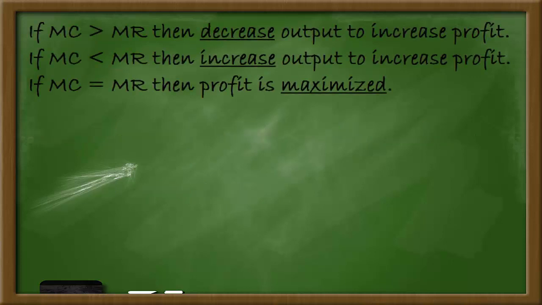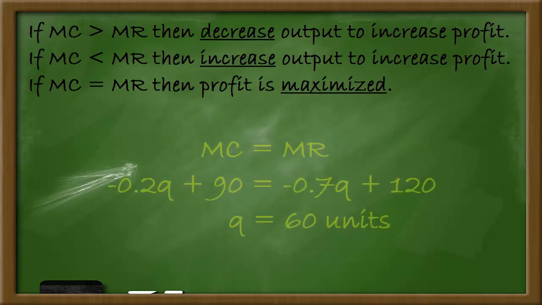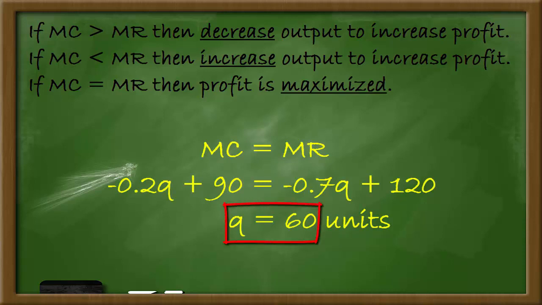Now profit is maximized when the marginal cost equals the marginal revenue. Solving for Q gives Q equals 60 units. So 60 units will maximize the profit.